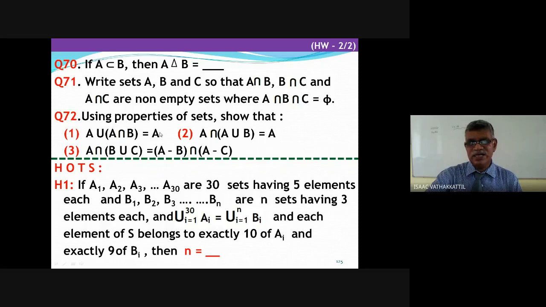You can answer in one sentence. A intersection (A union B) is A. That also you can answer in one sentence. Right? And the third one is A intersection (B union C) is (A minus B) intersection (A minus C). You can try to prove. If you find it difficult, you can ask.